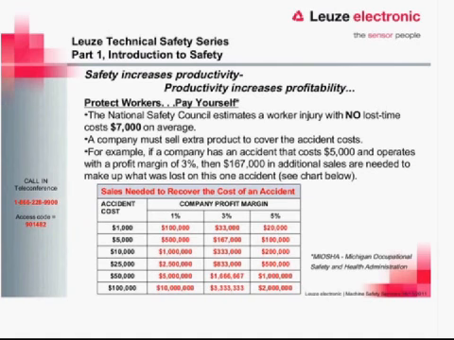So if you look at it in a big picture type of way, the National Safety Council estimates a worker with no lost time accident, which would be one of the more minor type accidents, costs about $7,000 on average. So if you want to cover those costs with your profit, for example, a company making a profit margin of 3% versus a $5,000 cost for the accident, that equals $167,000 in extra sales that are needed based on that 3% margin to cover that one accident, and that's only a $5,000 accident.